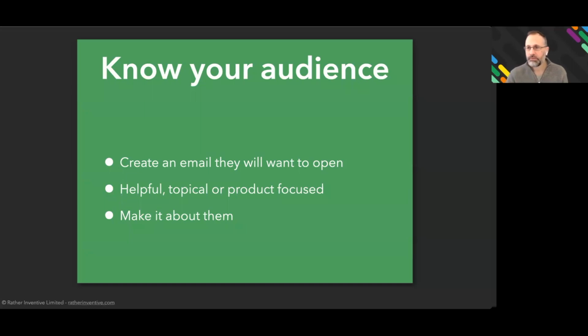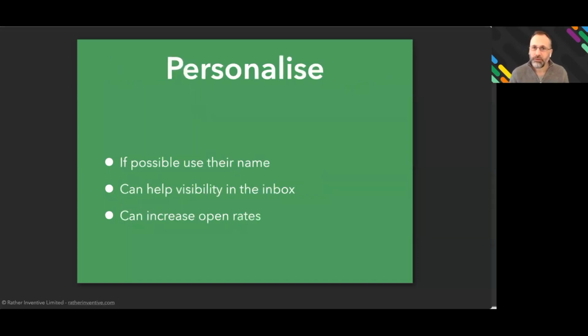Make it about them. Super important. If you don't do that, they're not going to open it. They'll just ignore it. It's just spam. Personalize it if you can. Include their name in the subject line and maybe in the first couple of lines of the email. It's more likely to get their attention. It's going to help you get a bit more visibility of your email, and it'll increase those open rates because they will feel it's more for them.